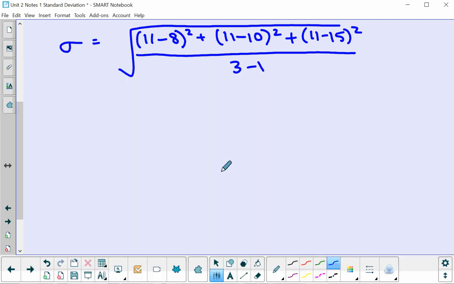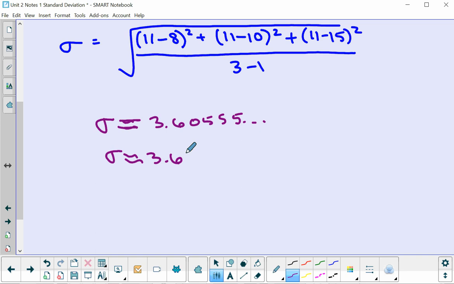So back over here, I can now note my standard deviation of 3.60555 dot dot dot. I should have put equal signs here because I didn't round yet. Now I'm going to round it. 3.61 is approximately my answer there.